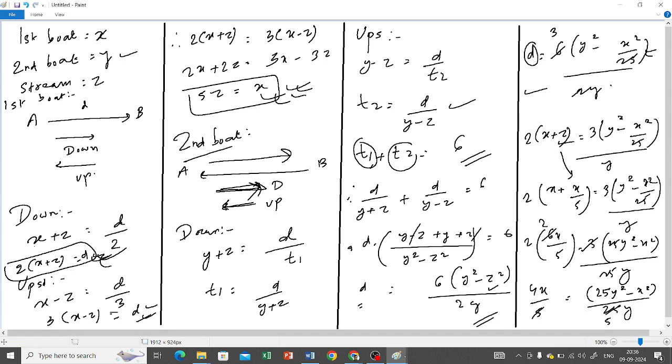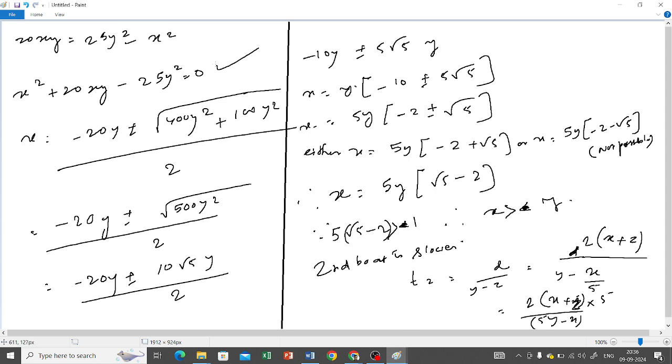So on simplifying this, I get this quadratic equation. This quadratic equation is x square plus 20x square minus 25y square is equal to 0. I'm applying Sridhar Acharya: minus b plus minus root over b square minus 4ac by 2a. On solving this, I'm getting this thing. Now as you know, in a quadratic equation we get two roots, plus and minus. For plus one thing and for minus another thing. Now see, this minus is never possible, otherwise speed will become negative, but speed cannot be negative, so this plus one is only possible.